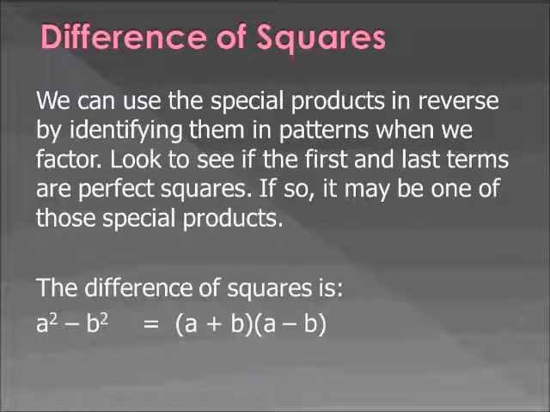You'll also want to notice the difference of squares. If you have an a squared minus b squared, that can be factored to a plus b times a minus b. So look to see if the first and last terms are perfect squares. If they are, you might have the difference of squares. And again, this is a very helpful thing, so keep that in mind.